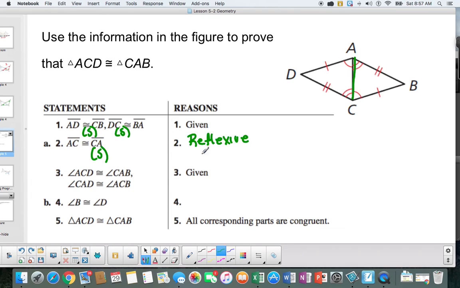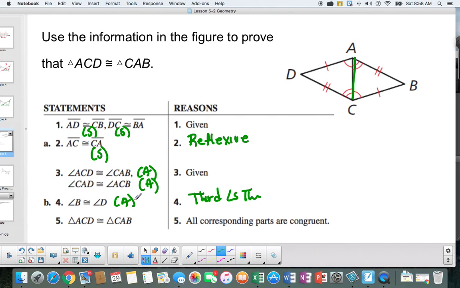So I have 3 pairs of sides. Now I've got to look for some angles. In the given, they've already given me 2 pairs of angles. And so now I've got to show that this angle is congruent to this angle. And we can do that by the third angles theorem. And that will give us our third pair.